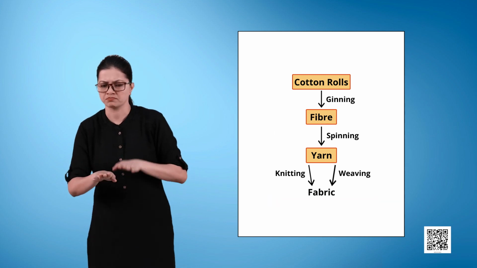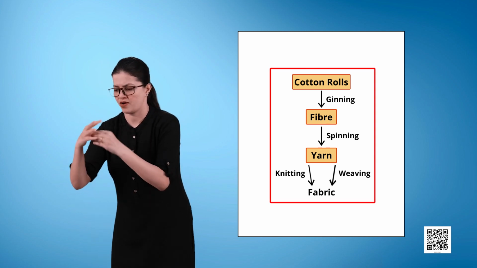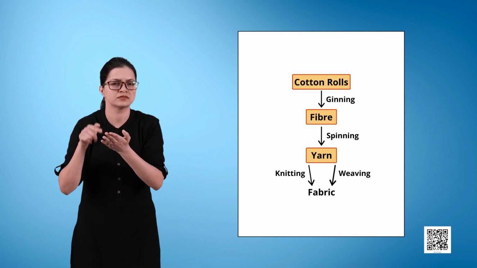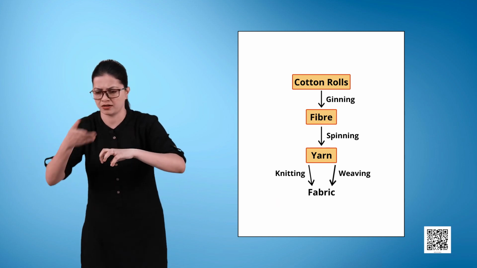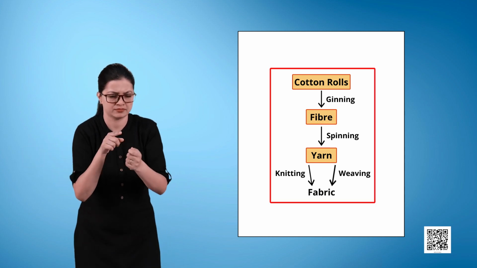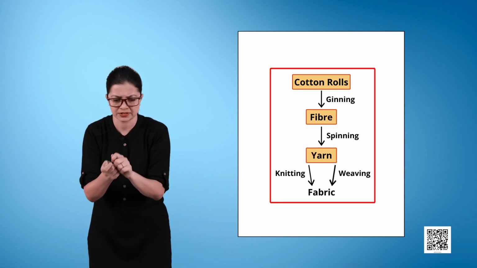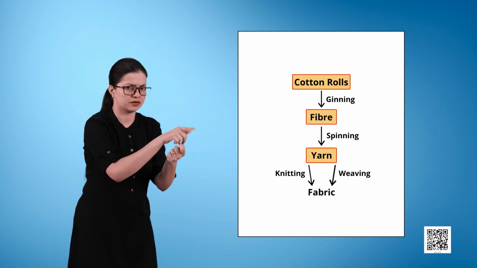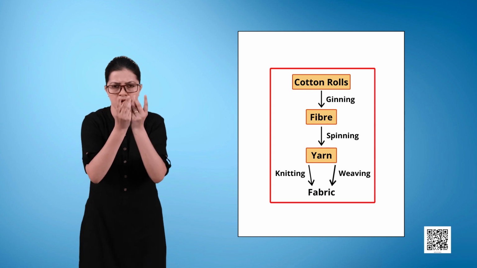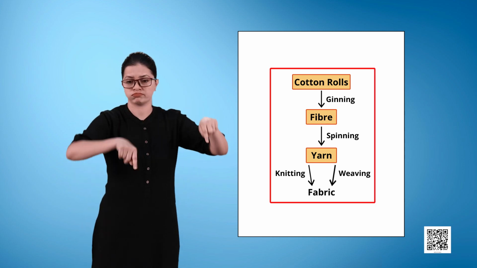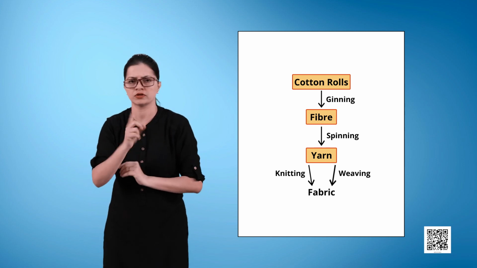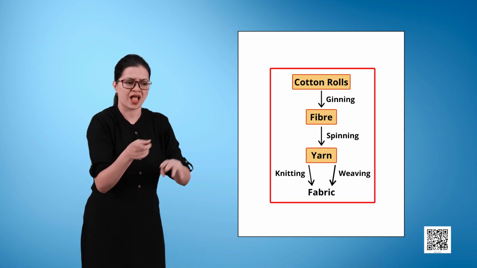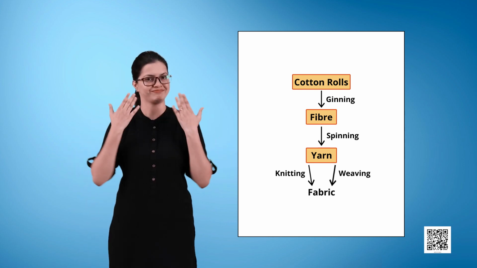Here, a step-by-step process is shown, starting from cotton rolls. With the process of ginning, it becomes fiber, with the process of spinning it becomes yarn. And yarn can be made into fabric by knitting or weaving.